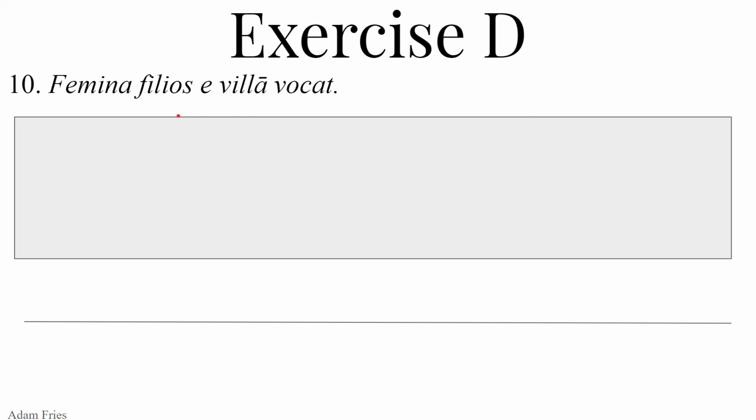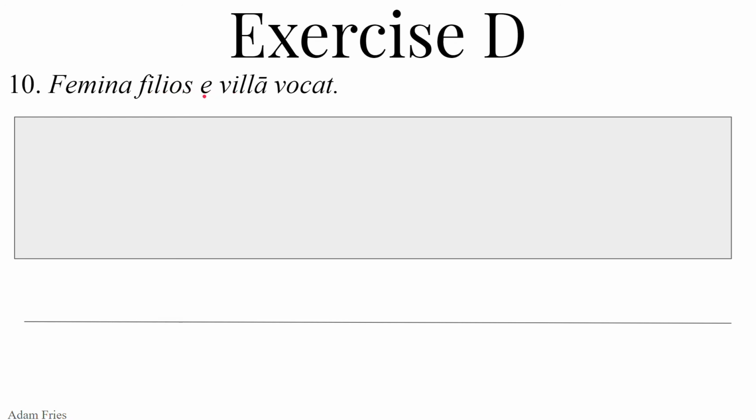And sentence 10. Femina filios e villa vocat. Femina, nominative singular feminine of femina, ae, feminine, meaning woman. If it's nominative, she's the subject. The woman is doing the action of some verb. Filios, this is going to be the accusative plural masculine of filius, filii, masculine, son, male offspring. Filios, os, direct object in the accusative case. So the woman is doing the action to the direct object.